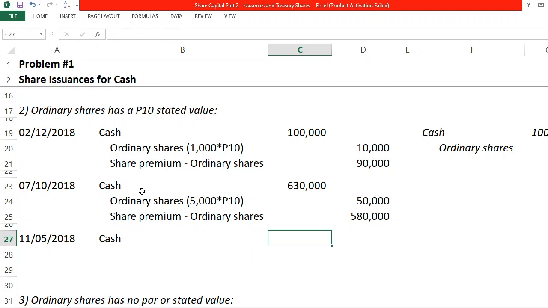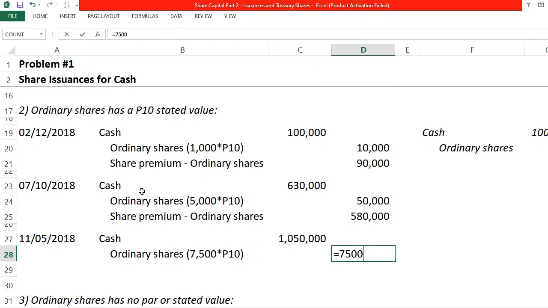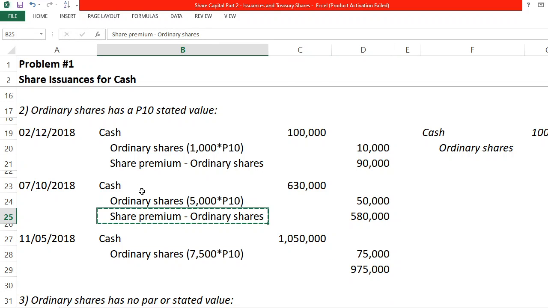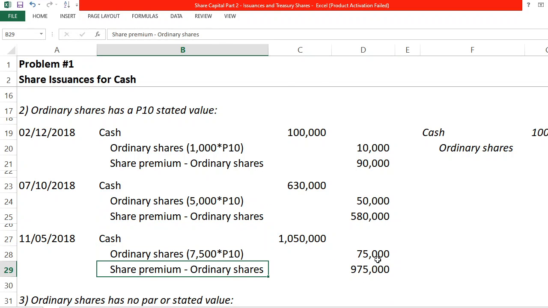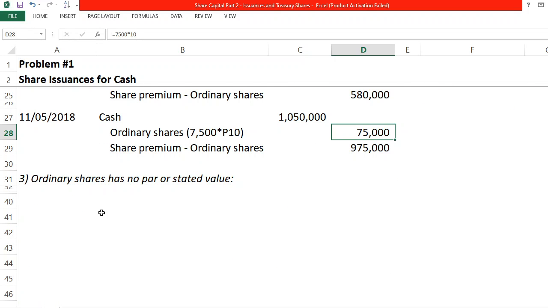Lastly, we have 1,050,000 in exchange of ordinary shares na 7,500 again at 10 peso stated value, and that is 75,000. And the excess will go to share premium ordinary. Dagko kaayong share premium, no? Ingana na gyud siguro ka stable ang company na kaya naman mo bayad ang shareholders og 1 million maski ang par 75,000 lang. Okay, so that's our assumption number 2.